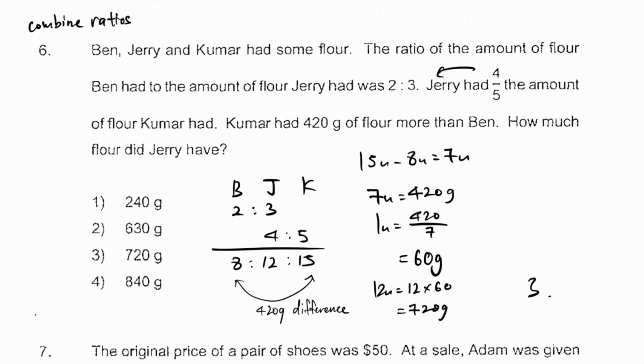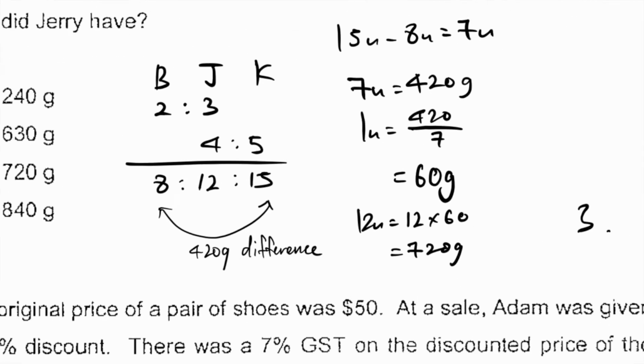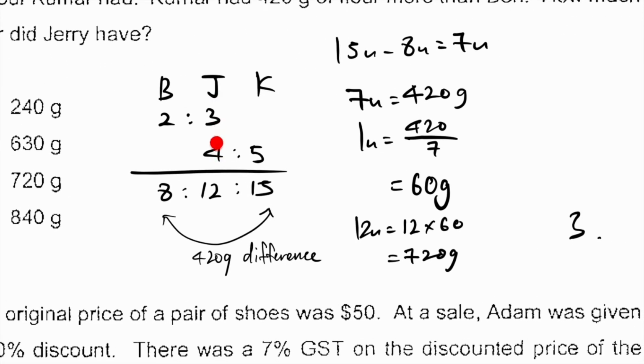B, J, and K had some flour. The ratio of flour B had to J was 2:3. Okay, that's going to be shown here. B to J, 2:3. Jerry had 4/5 of K. Now, I like to look at this as 4 being Jerry's units. So that's 4 here. Now, compared to K, having 5. So let's see, why should J be 3 and 4 at the same time? No, let's turn it to 12, which means times 4, times 4. We've got 8. Times 3, times 3, which means 15 here.